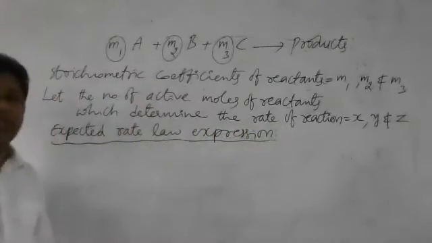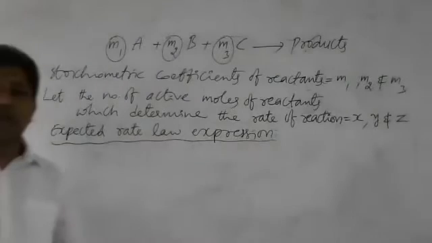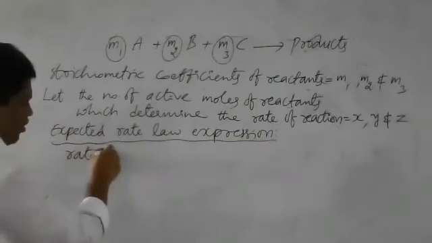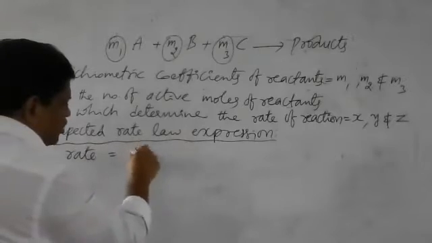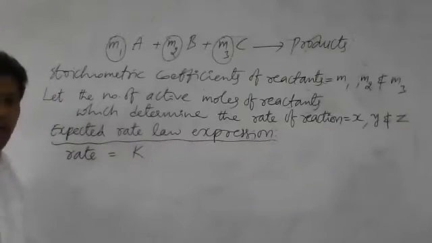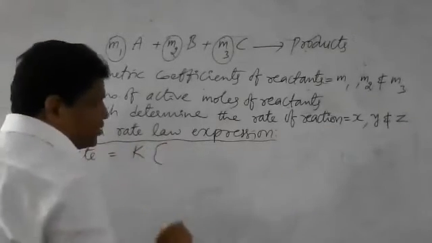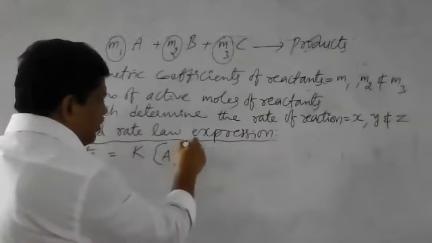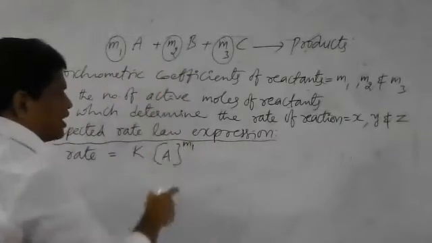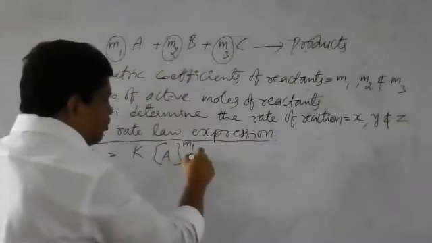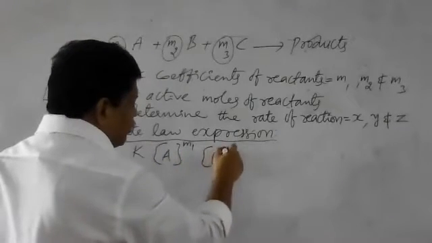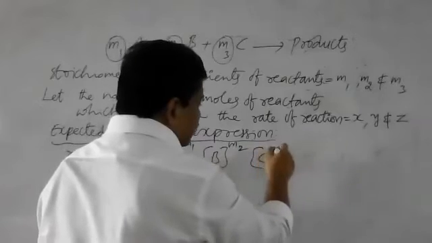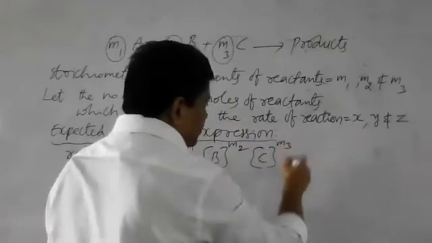So what is the expected rate law expression here? Rate is equal to rate constant K into concentration of A to the power of M1, from the balanced equation we expect, into concentration of B to the power of M2, into concentration of C to the power of M3 we expect.